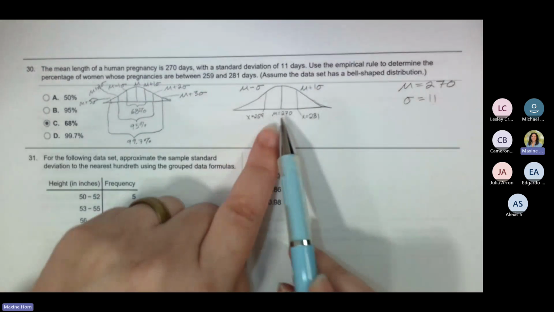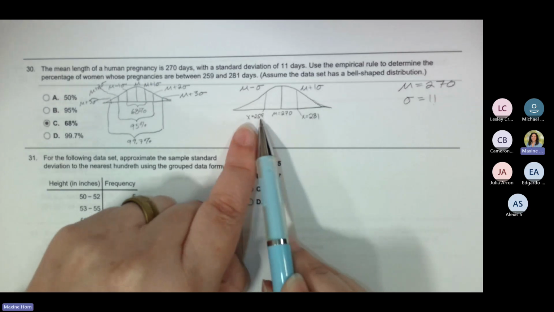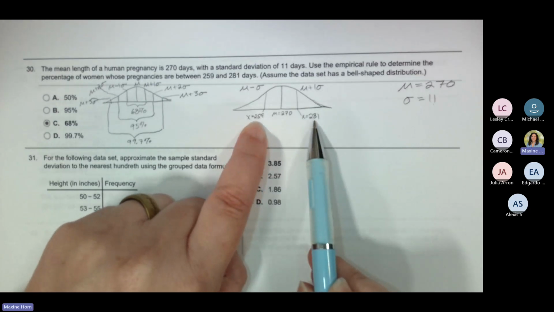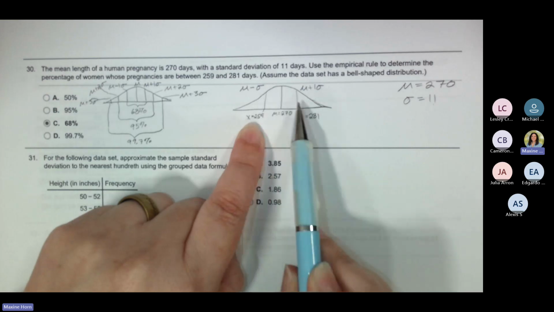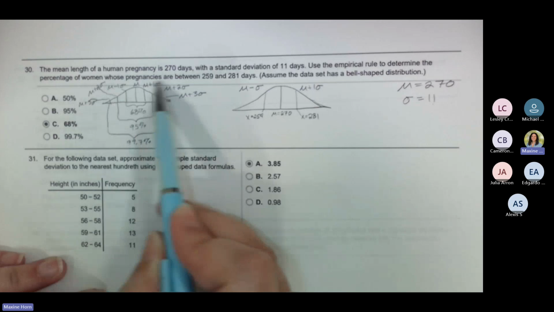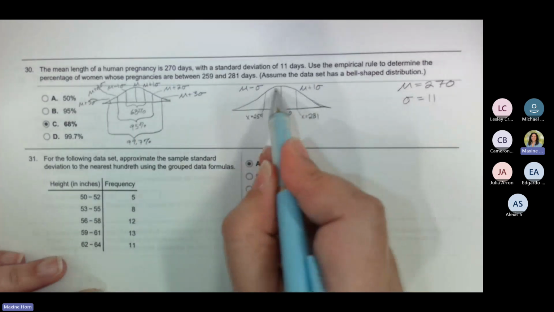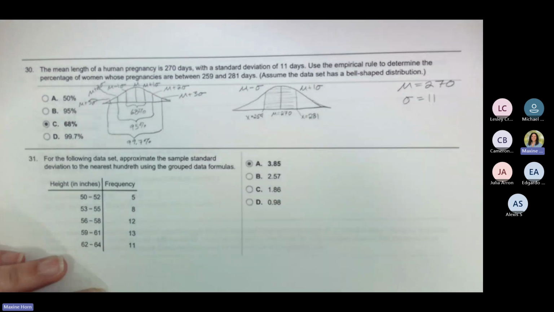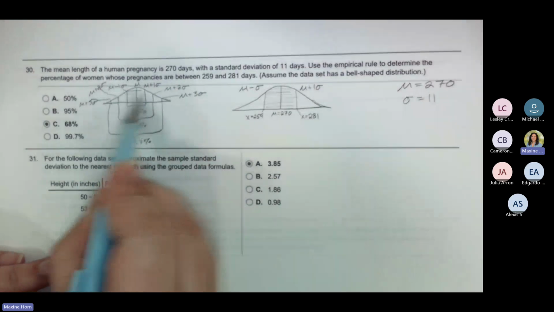So the mean is 270 days. 259 to 281 days is 1 standard deviation to the left and 1 standard deviation to the right. They want to know the percentage of women whose pregnancies are between those two. So they want this percentage. And the empirical rule says that if we go 1 standard deviation to the right and 1 standard deviation to the left, that contains 68% of the data. So that's why the answer is 68. In future chapters, you guys will learn how to do more with this kind of stuff.